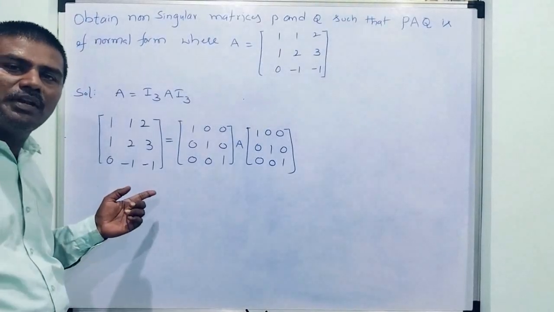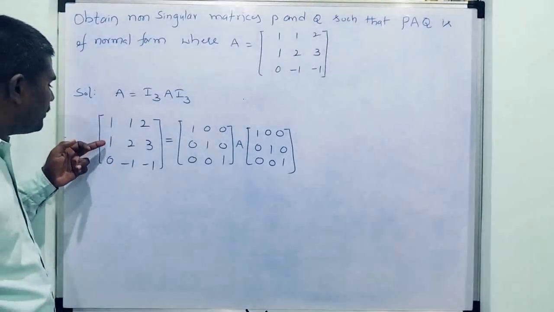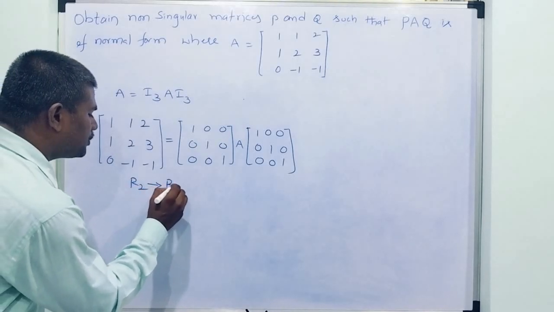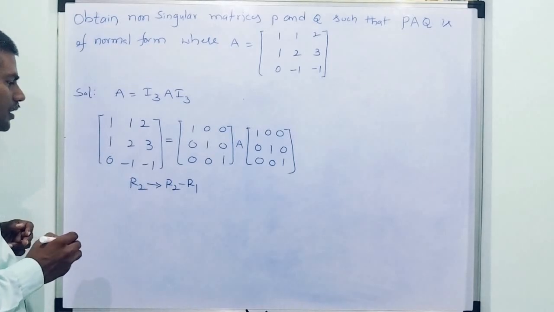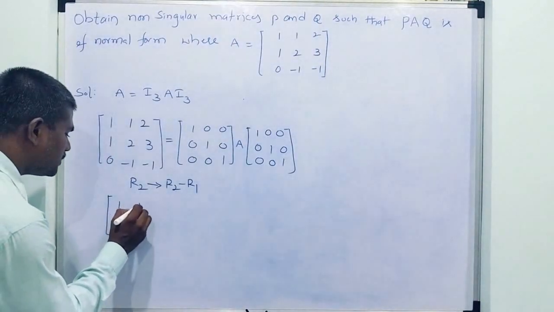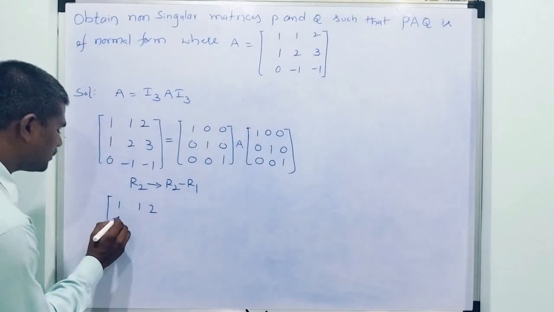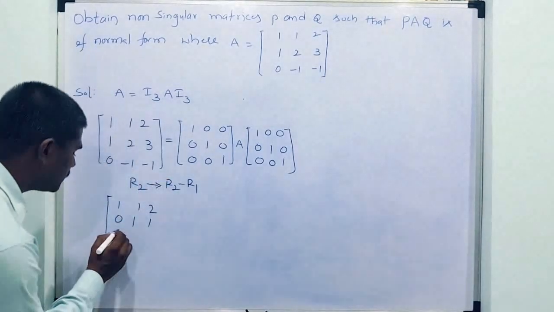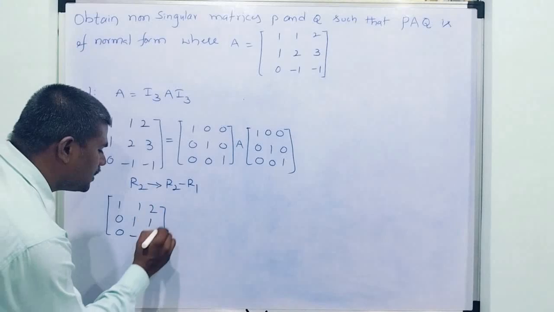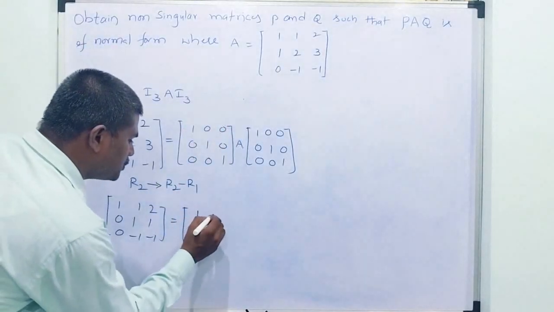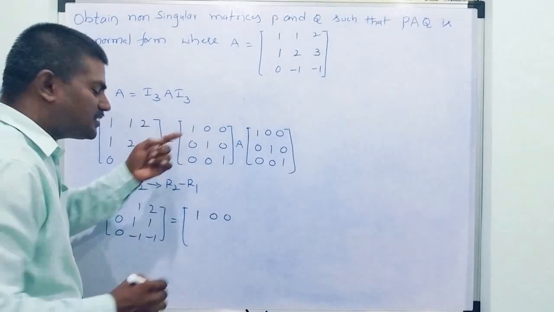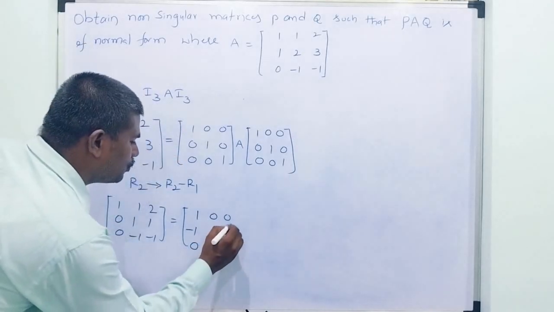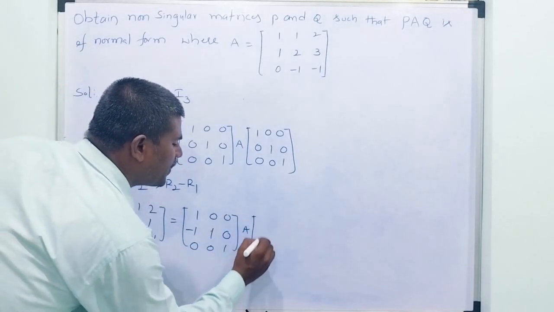Now how can you reduce this into normal form? Use this element and make this element 0. That means R2 tends to R2 minus R1. So your matrix is: no change in the first row, 1 1 2; 1 minus 1, 0 2 minus 1, 1; 3 minus 2, 1, no change in the third row, that means 0 minus 1 minus 1. That is equal to no change in the first row, 1 0 0; R2 minus R1, minus 1 1 0; 0 0 1, into no change in the post factor, so it is as it is.